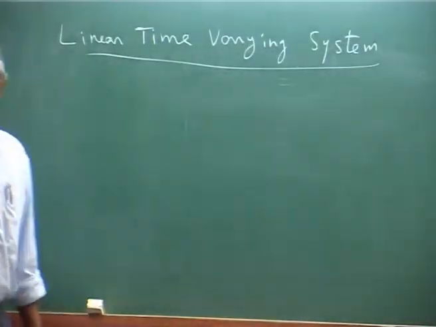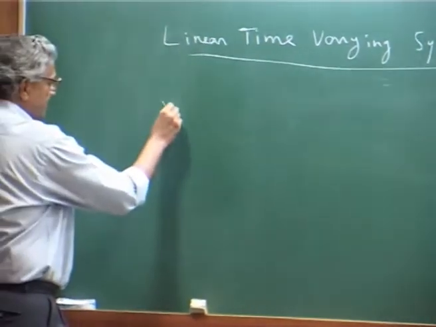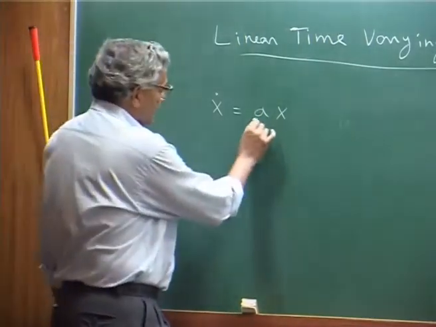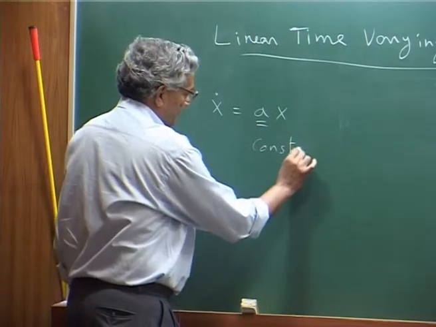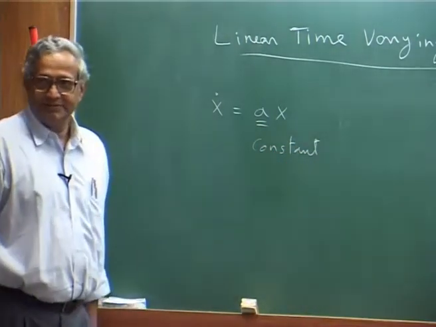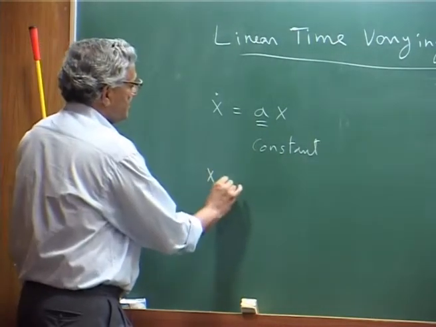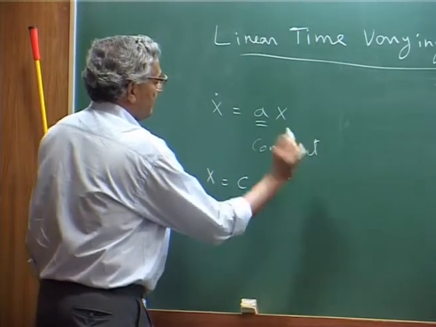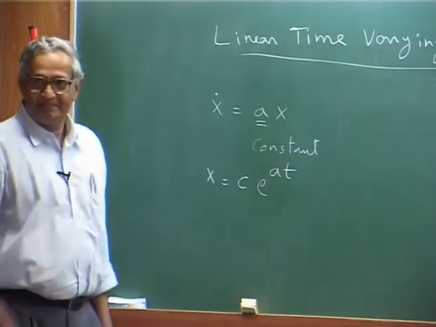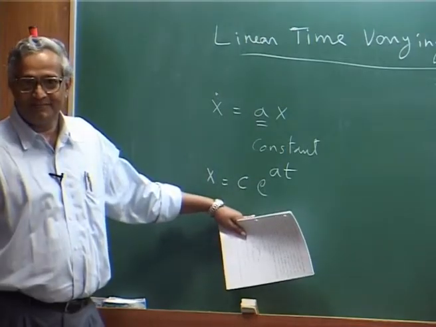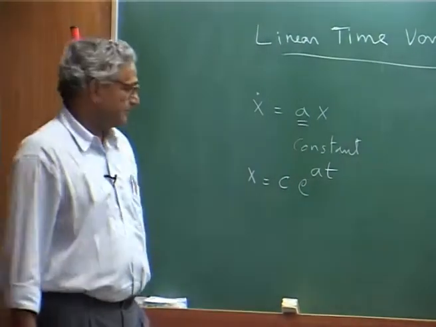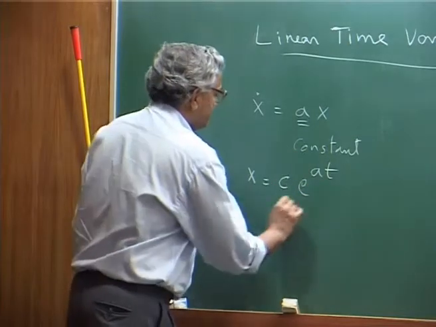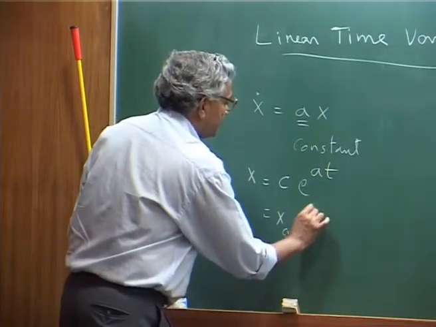Okay. See, we all learnt a very simple equation, first order equation. If you take x dot equals Ax, A is a constant, you write immediately the solution as x is equal to some constant times e to the power of A t. That constant is the initial condition, maybe at t equal to 0, x is equal to x naught. So, you may write this as x naught e to the power a t.